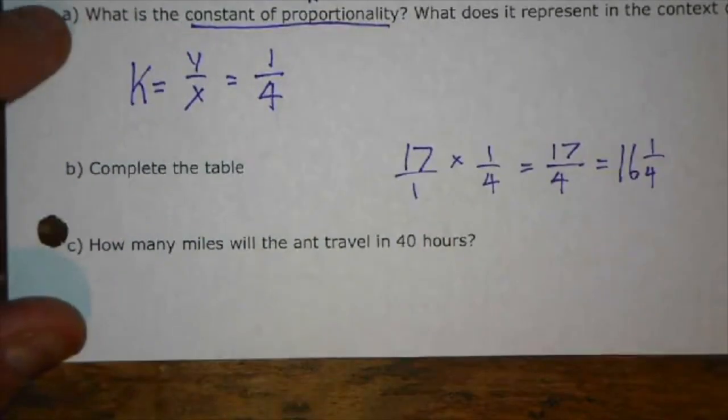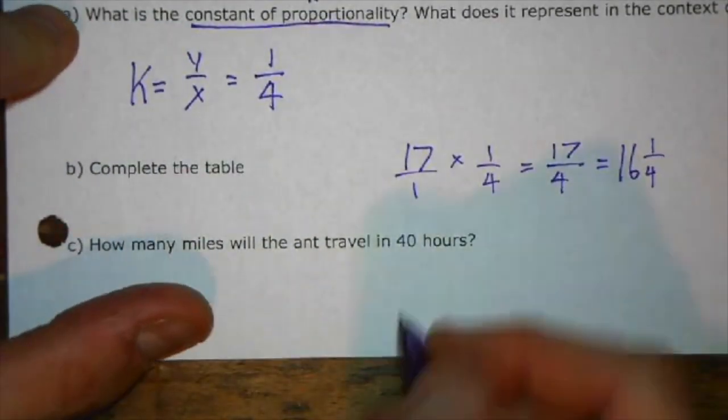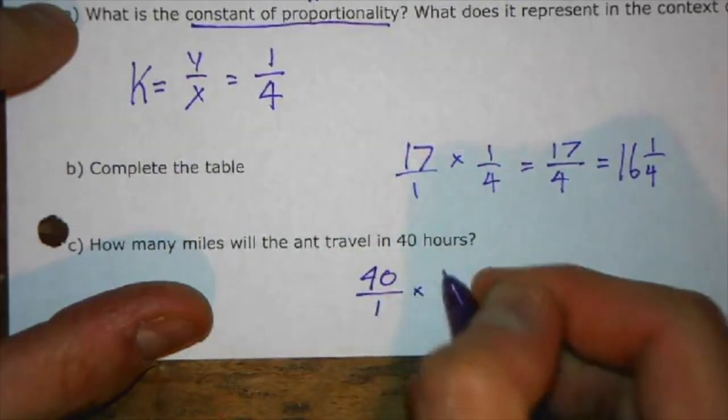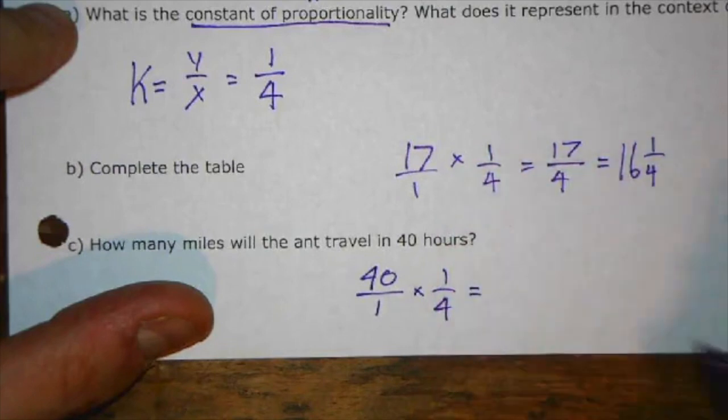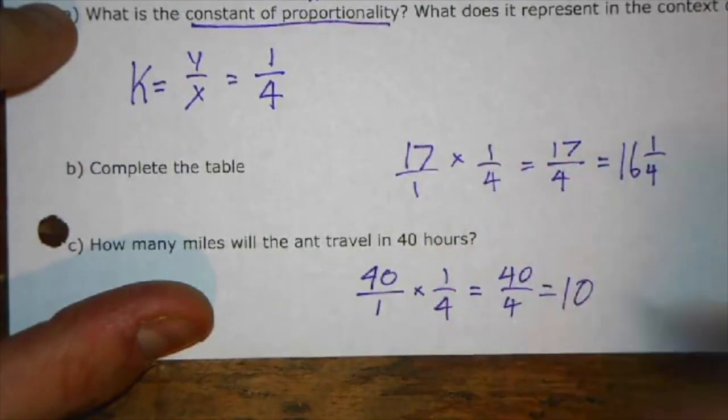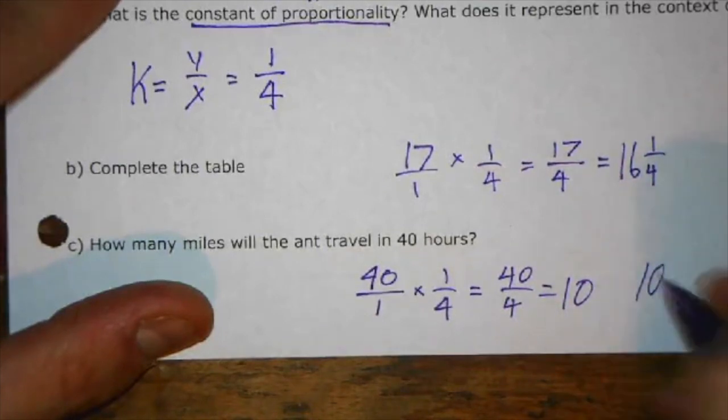Okay, and the last question is how many miles will the ant travel in 40 hours? Well, we're going to do exactly the same thing. 40 times 1/4, which is equal to 10. So the ant traveled 10 miles.